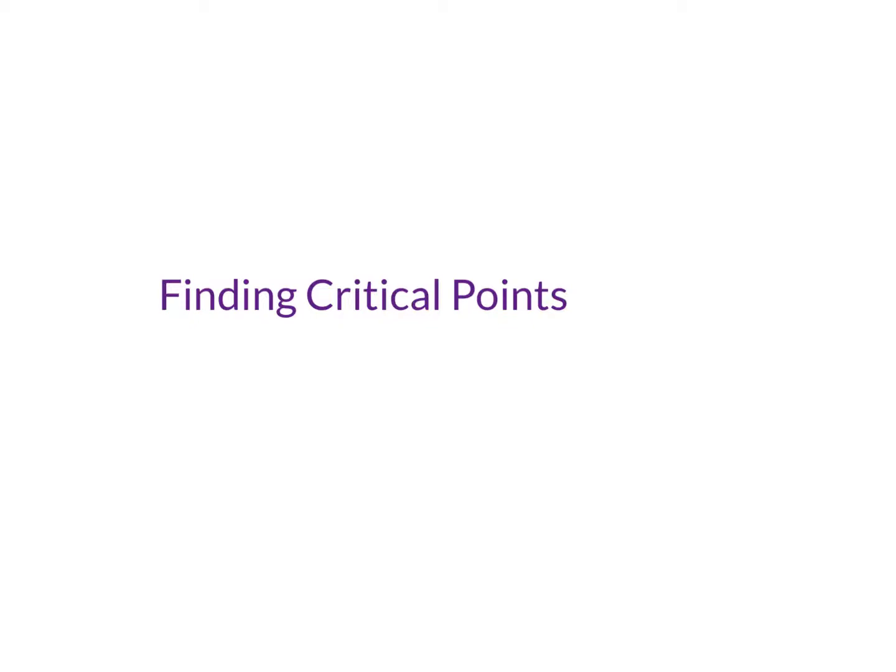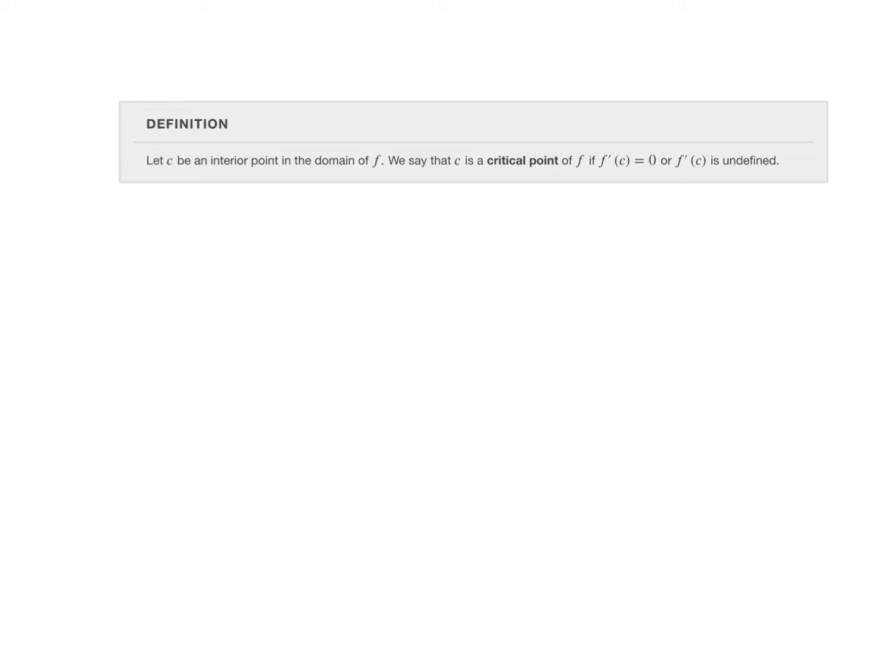So in the last video, we talked about critical points, and critical points, as a reminder, are places where the derivative is equal to 0 or where it's undefined. In this video, I'm going to do a couple of examples to show you how to find those critical points. Before we start, I want to go over the definition of critical points just because there's a small subtlety that you should be aware of.